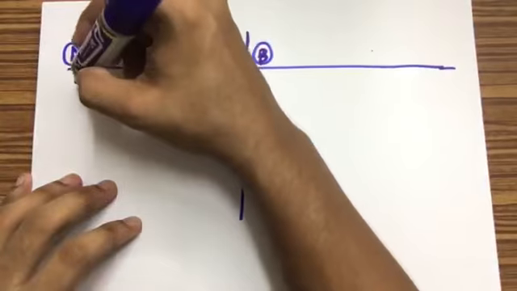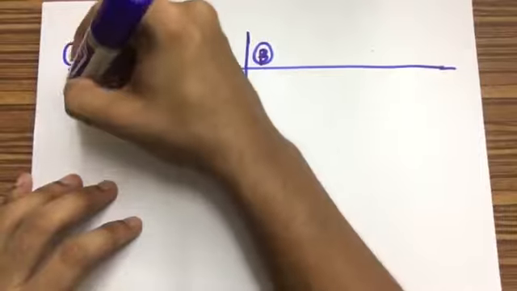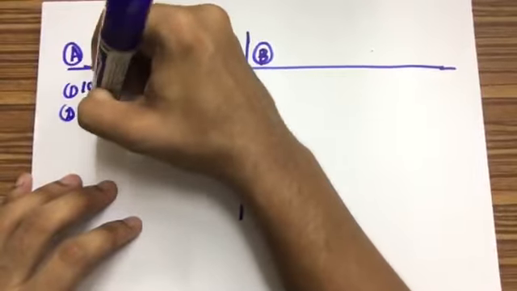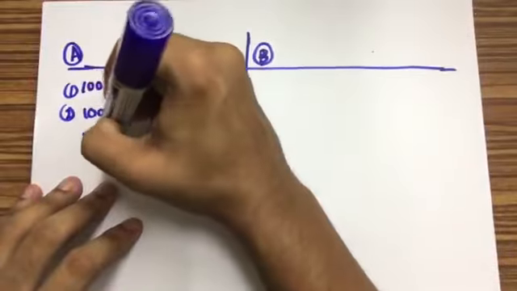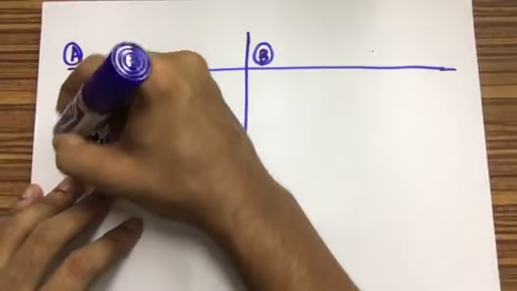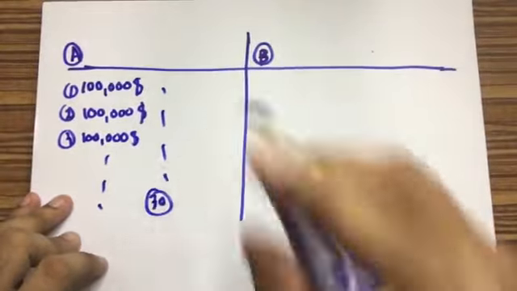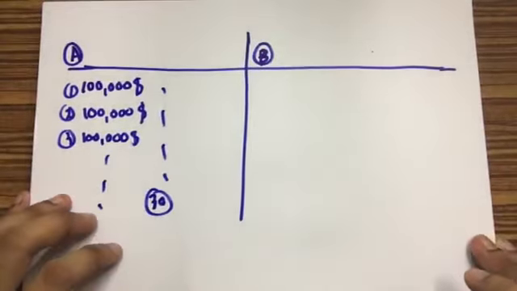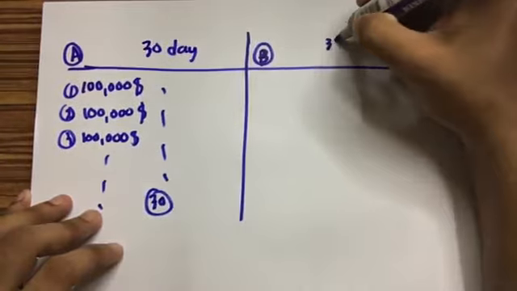Option A, I give you 100,000 US dollars on the first day, and then on the second day, again 100,000 US dollars. Third day, again 100,000 US dollars. Like this, I pay for 30 days. Just 30 days, okay? So this contract will be only for 30 days. Here also 30 days.